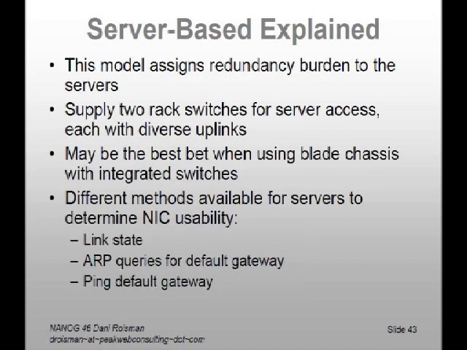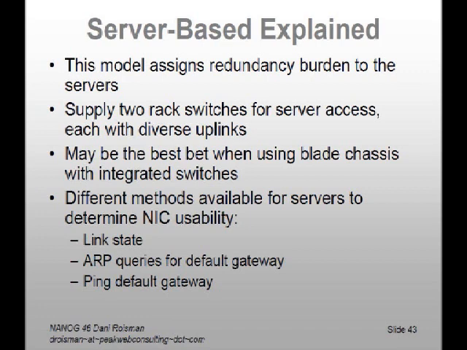You're placing the redundancy burden on the servers themselves. You supply your 2 rack switches for server access. This is very common when you're using blade chassis. And there are different methods available for the servers to determine whether or not the primary backup link is alive. The simplest way is just to check the PHY for physical link state. You can also be running ARP queries from the server.